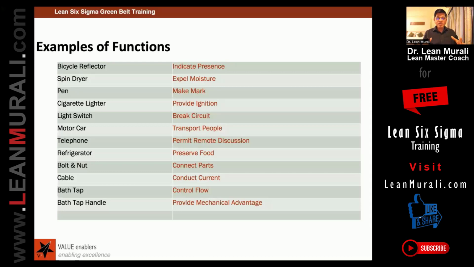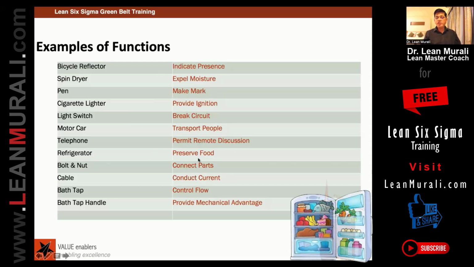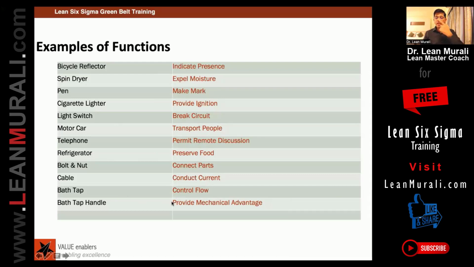Spin dryer, it doesn't dry, it expels the moisture. Pen is to make a mark. Cigarette lighter provides ignition. Refrigerator, preserve food. Cable, conduct current. Bathroom tap, control flow. And so on and so forth.